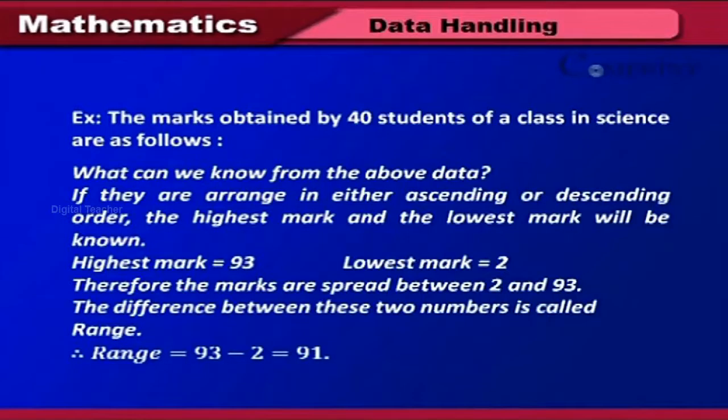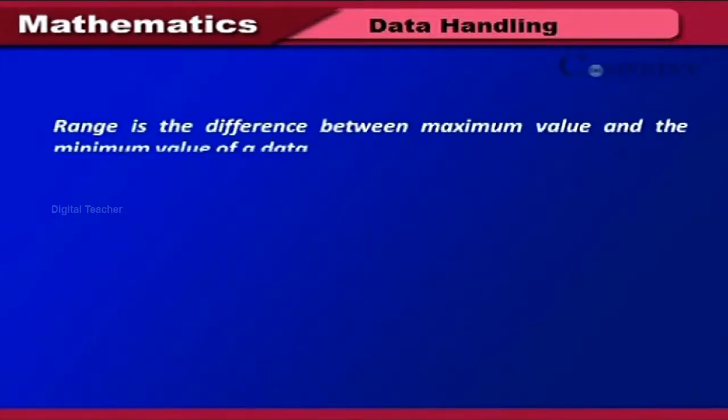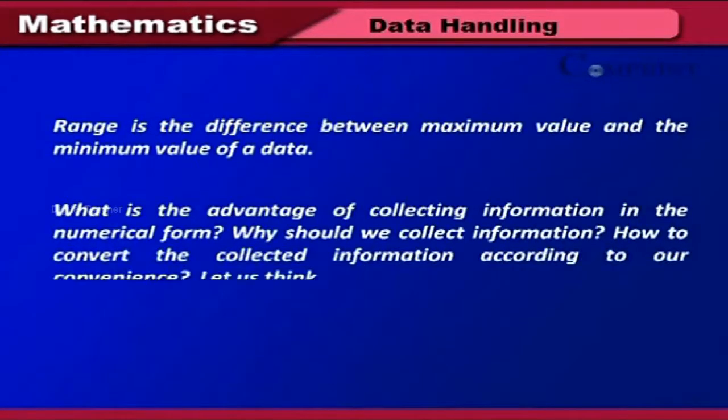If they are arranged in either ascending or descending order, the highest mark and lowest mark will be known. Highest mark is 93, lowest mark is 2. Therefore, the marks are spread between 2 and 93. The difference between these two numbers is called range. Therefore, range is equal to 93 minus 2, which is 91. Range is the difference between the maximum value and the minimum value of a data.